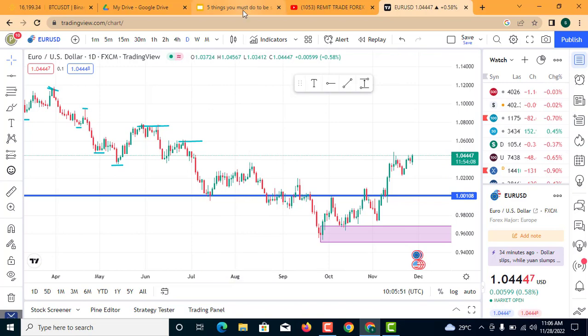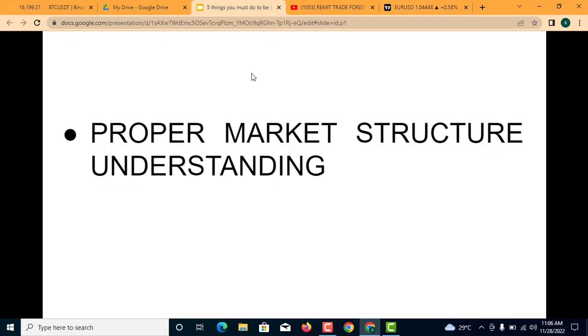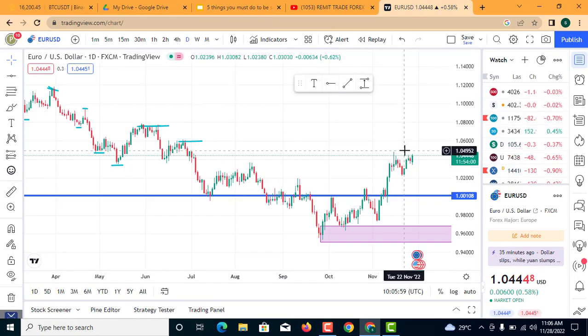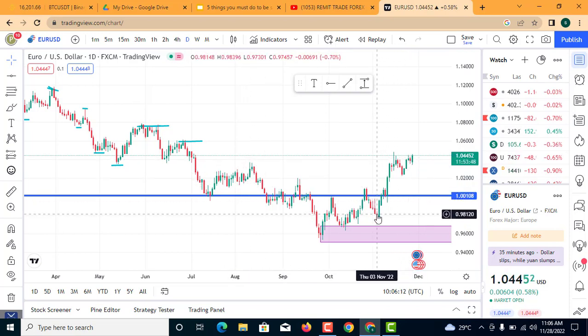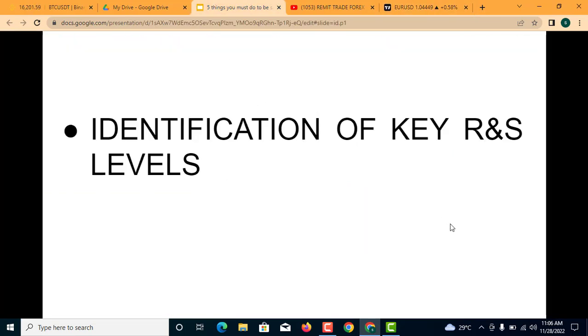So proper identification or proper understanding of the market structure is very important to your trading as a technical analyst. So you must define if the market is in the downtrend, and when the market is in the downtrend, you sell from resistance, and when the market is in an uptrend, you have to buy from support. It's your strategy. And then the next thing here is identification of key resistance and support levels.